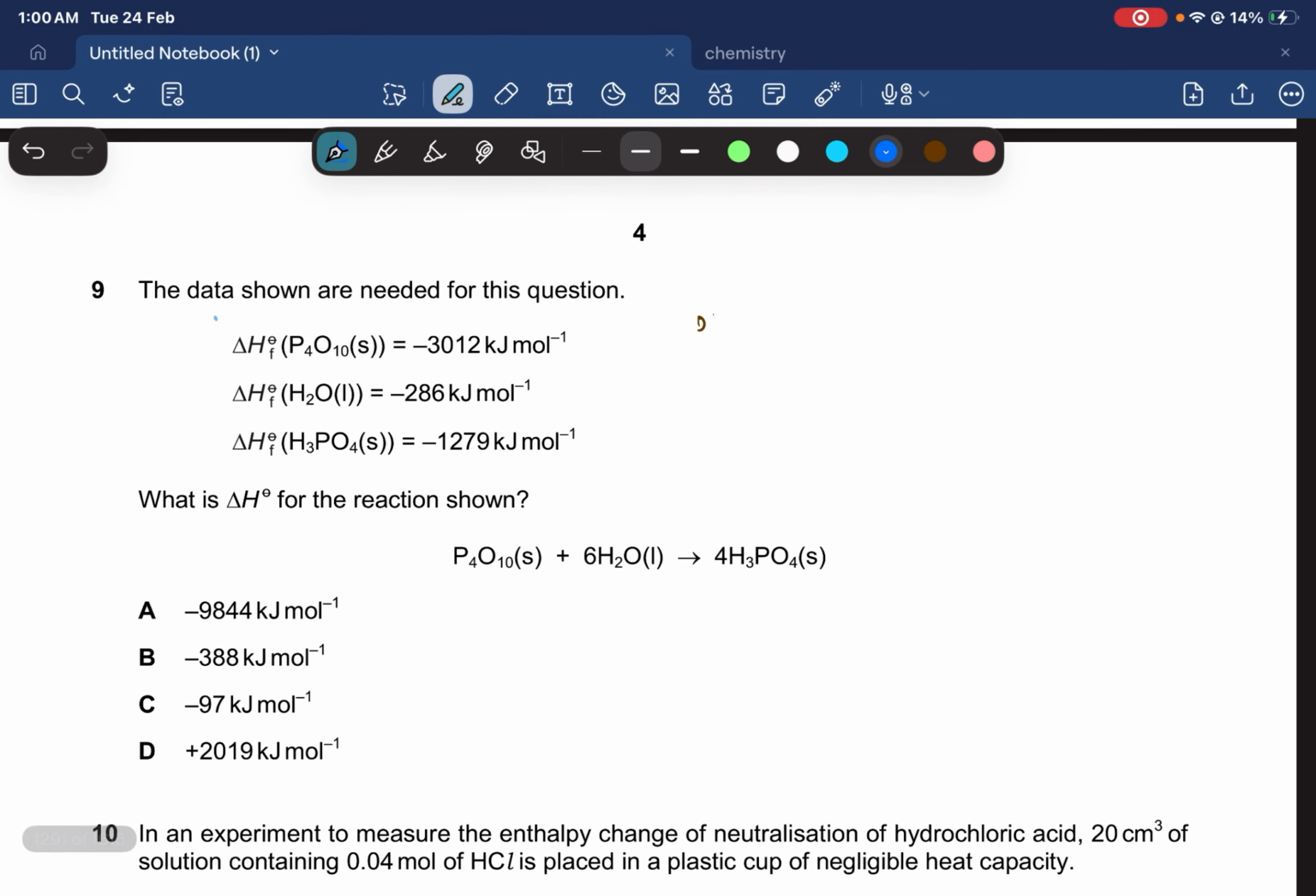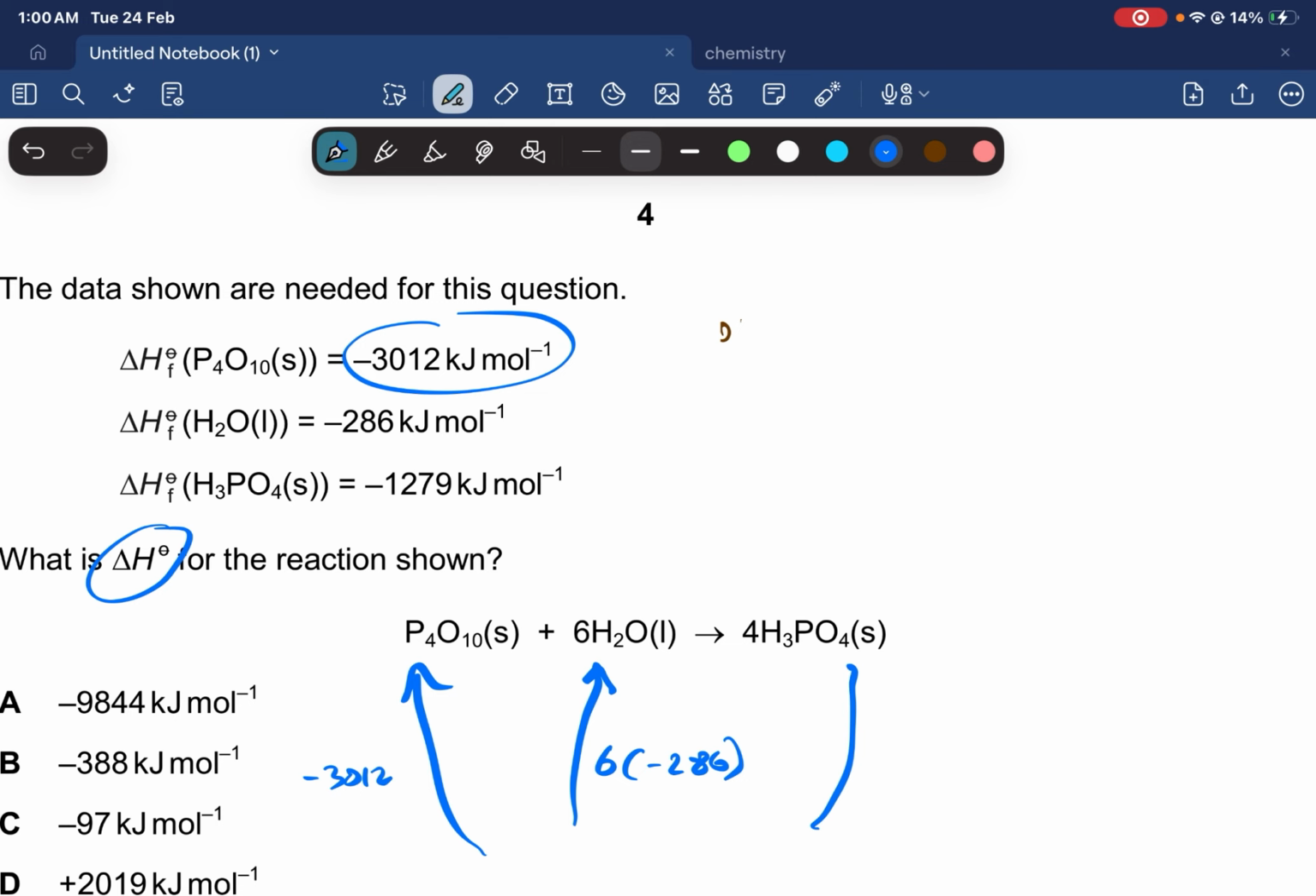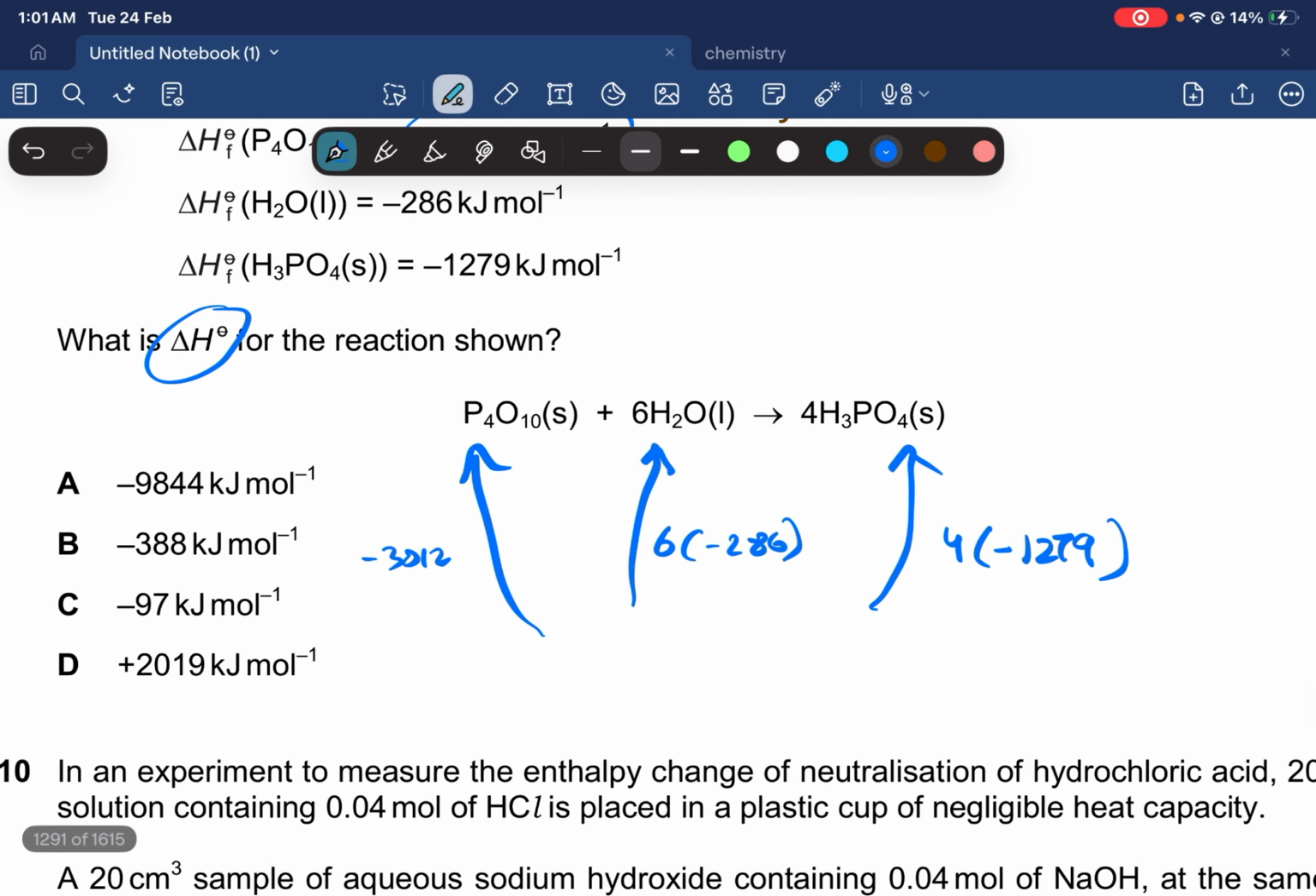The data are needed for the question: what is delta H for this reaction? So we have formation data for all three things, so we're just going to draw a Hess cycle. For P4O10, the formation is -3012. For 6 H2O, formation is 6 times -286, and then 4 times H3PO4, -1279. Okay.